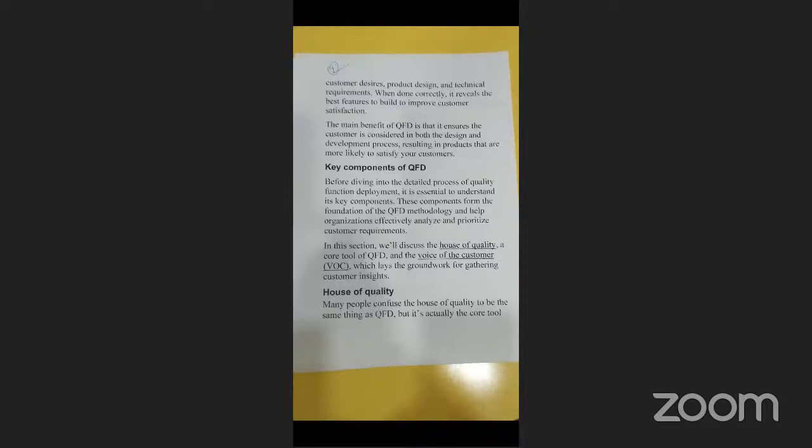First is house of quality. What do you mean by house of quality? Many people confuse the house of quality to be the same thing as QFD. No, but it is actually the core tool for the QFD method. It contains several rooms, which create a house shaped matrix.